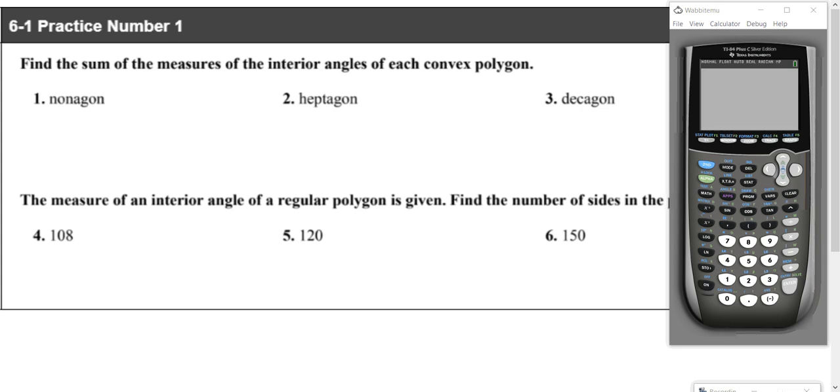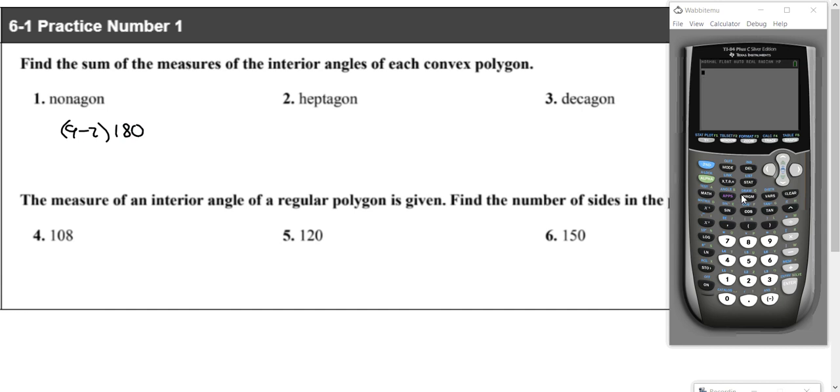Let's do the homework together. Find the sum of the measures of the interior angles of each convex polygon. So the first one is a nonagon. Let me get my pen. Nonagon, 9 sides. So 9 minus 2 times 180.